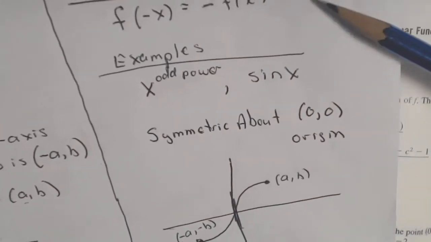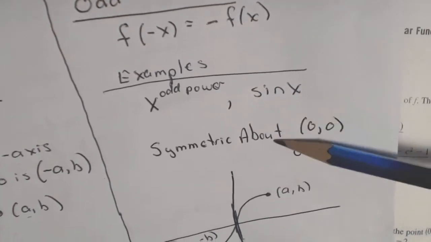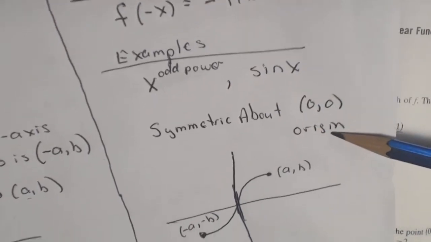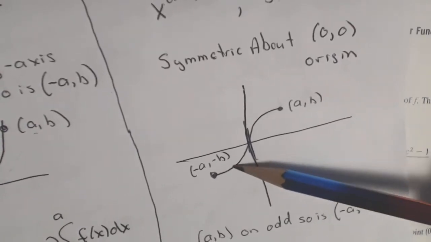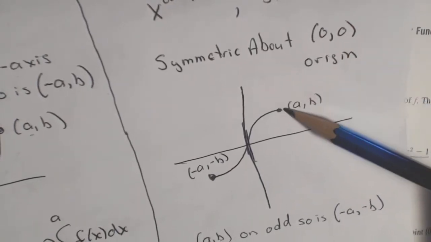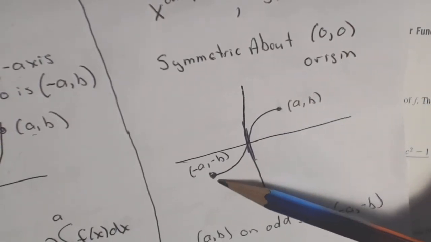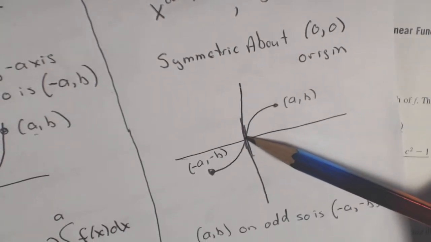Okay, on the odd side, some examples of odds were x to an odd power, or the sine of x. They're symmetric about (0, 0), the origin. If (a, b) is on the graph of an odd function, so is (negative a, negative b). And what that really means, symmetry about the origin, is if you connect (a, b) with (negative a, negative b) with a segment, the origin will be the midpoint of that segment.